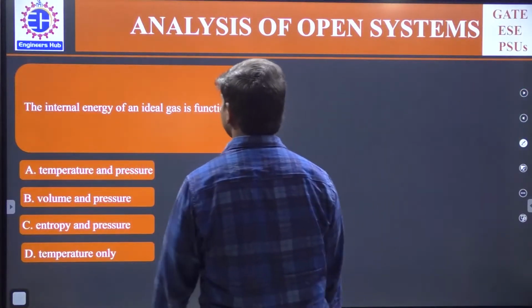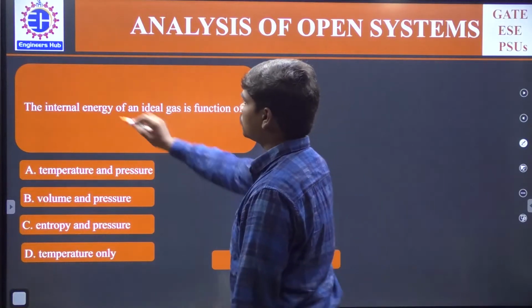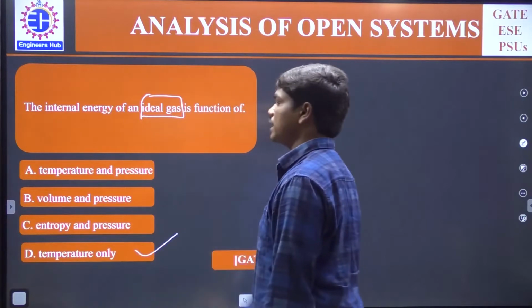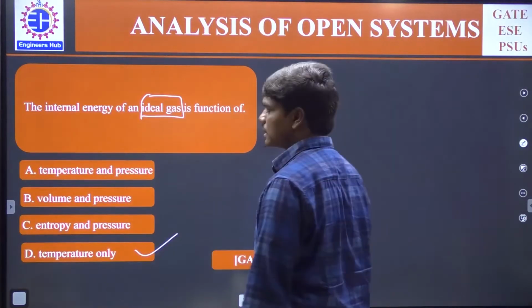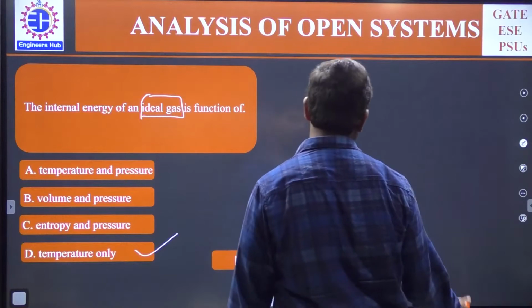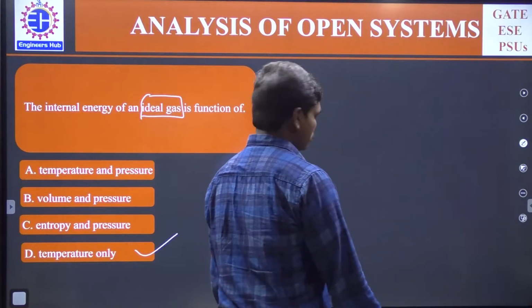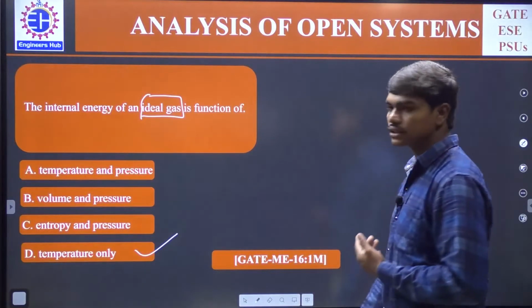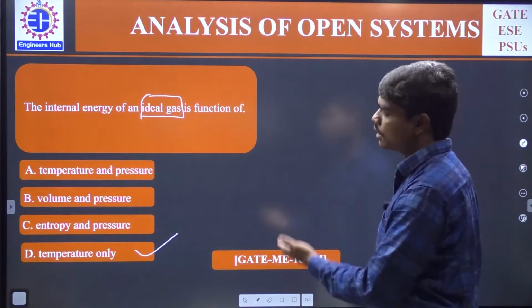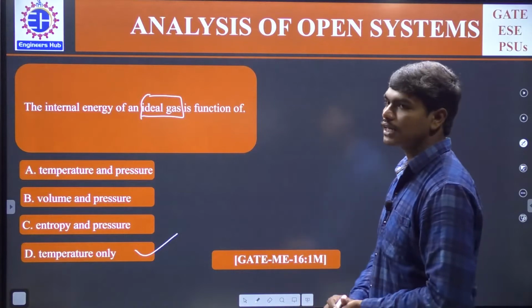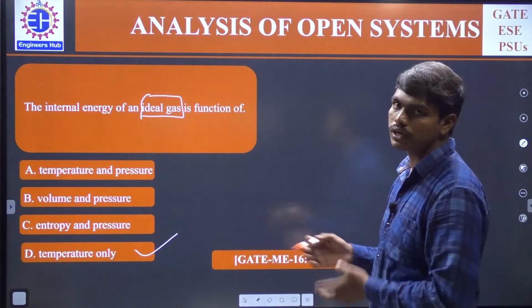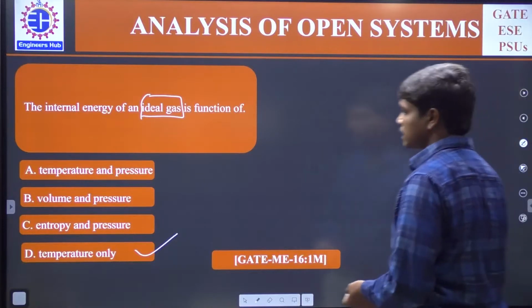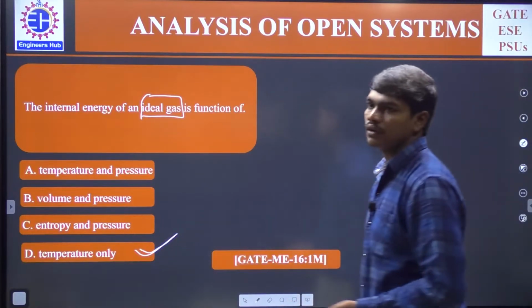The internal energy of an ideal gas is a function of, just now I told you, since they mentioned ideal gas, we'll go for temperature only. Otherwise, it's volume and temperature for finding internal energy of a gas in general, for any gas. But since it is an ideal gas, we see only temperature. That's why change in internal energy depends only on change in temperature for ideal gases. D, correct, Nagasai. Answer is temperature only.